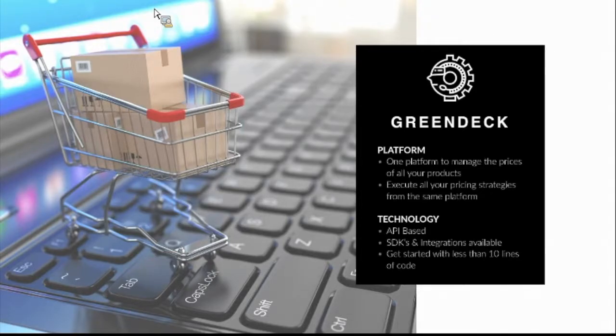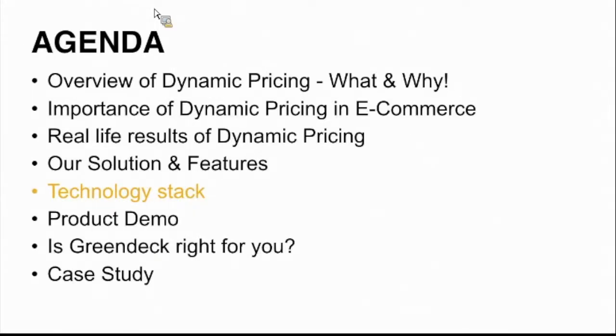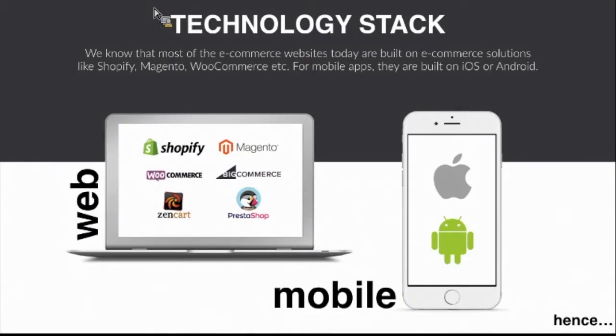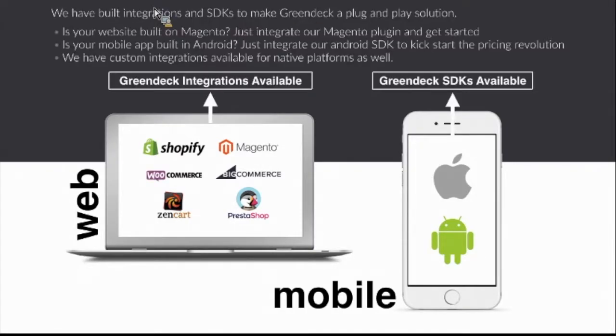The technology stack. We know that most of the e-commerce websites today are built on e-commerce solutions like Shopify, Magento, WooCommerce. And mobile apps are mostly built on iOS or Android. Hence, we have built integrations and SDKs to make Greendeck a plug-and-play solution. Is your website built on Magento? Just integrate a Magento plugin. Or is your mobile app on Android? Just integrate an Android SDK to kickstart the pricing revolution. We have custom integrations built for native platforms like Ruby, JavaScript, Angular, etc. as well.